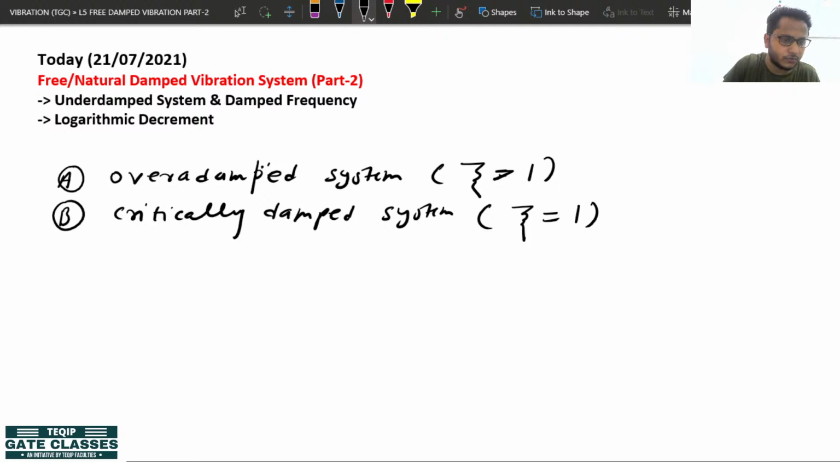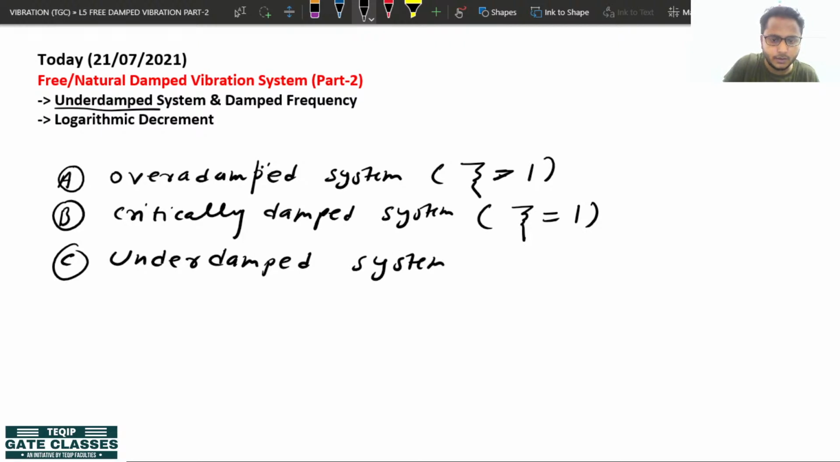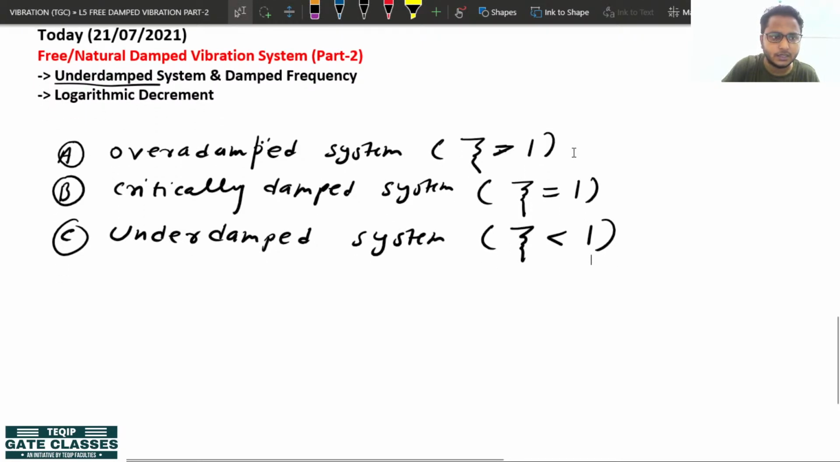So what is the condition for the under damped system? We stopped at the critically damped system in the last lecture, so we are going to start the under damped system now. For the under damped system, zeta is less than 1. Just check the equation we have discussed. You can see it in the lecture notes which we have shared on our Telegram channel.